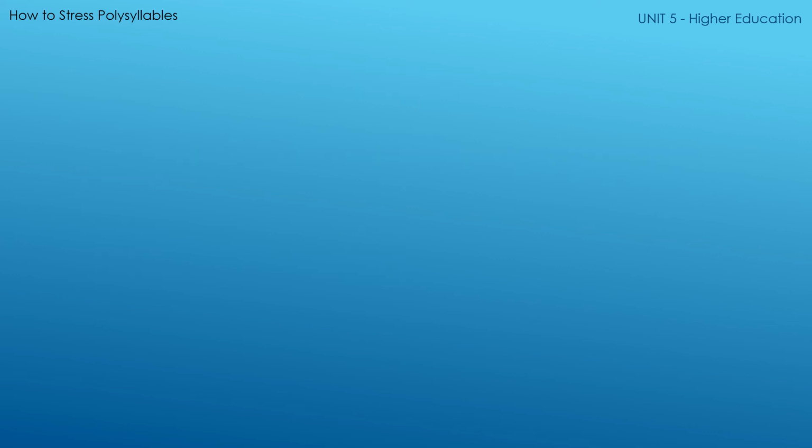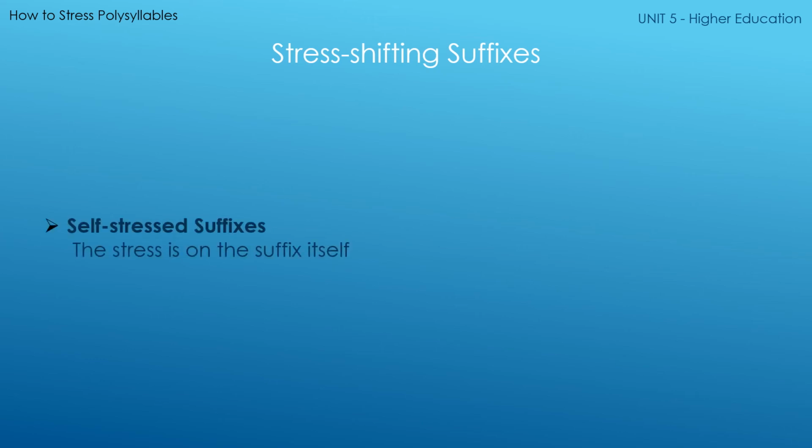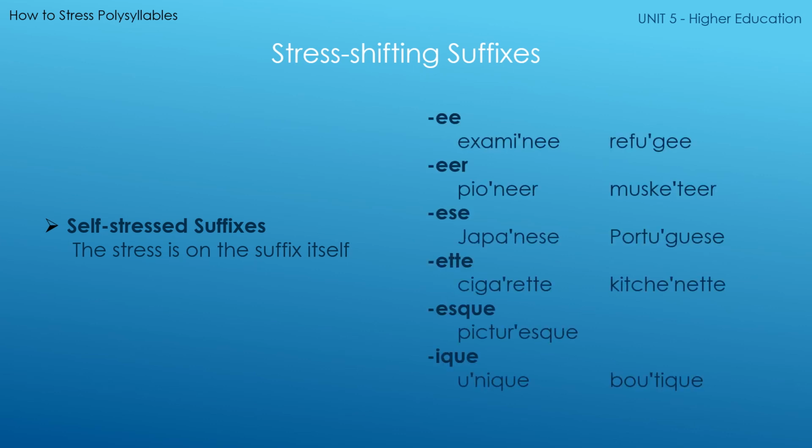Next, we are gonna figure out together how different suffixes have different stress placements. We categorize them into two particular groups. The first one is self-stressed suffixes. More specifically, these suffixes have the stress on themselves. They include the suffix "ee" in examine, refugee, or "eer" in pioneer, and so on.